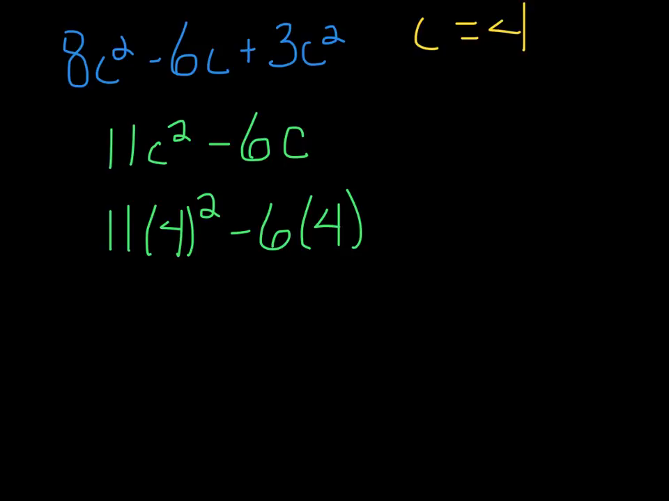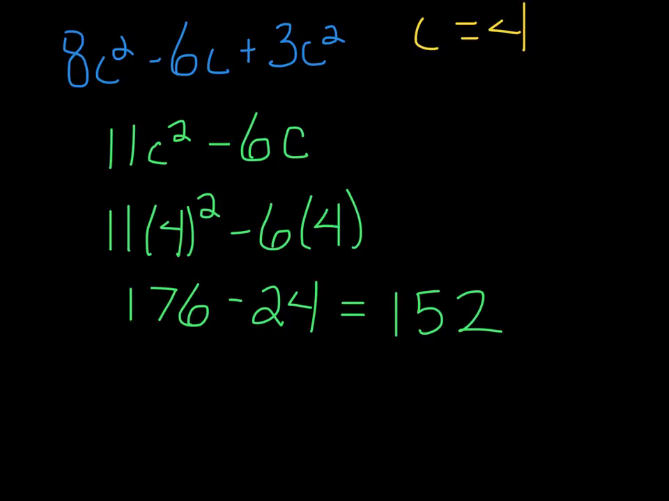Okay, so now let's compute the equation. We have 11 times 4 squared. 4 squared is 16, and when I multiply 16 times 11, I get 176, minus 6 times 4 is 24. So 176 minus 24 equals 152. So don't forget that we're combining exactly the same terms, and then we plug in the values, and then we compute the expression.